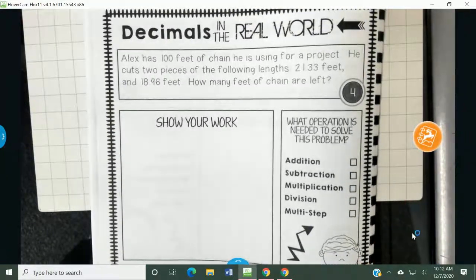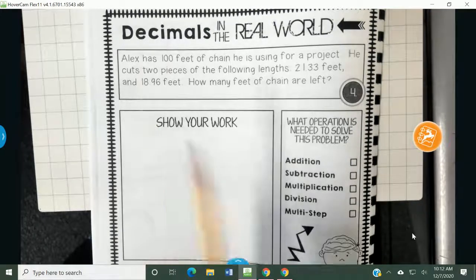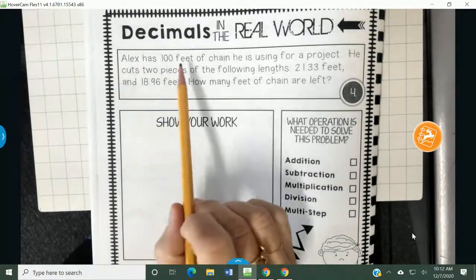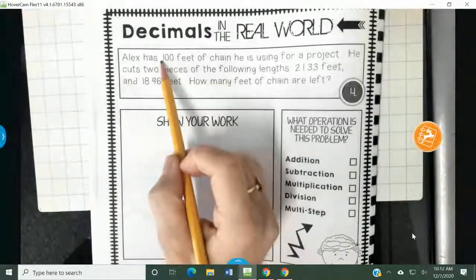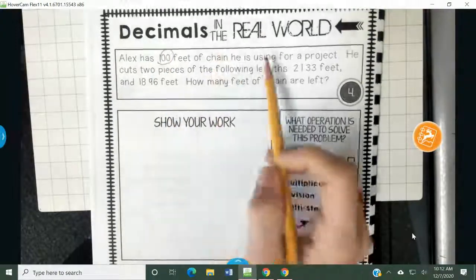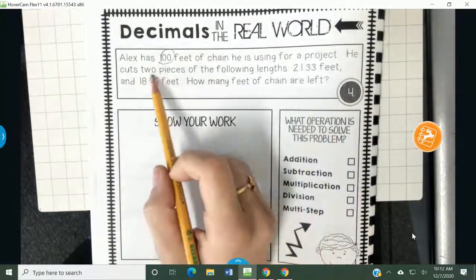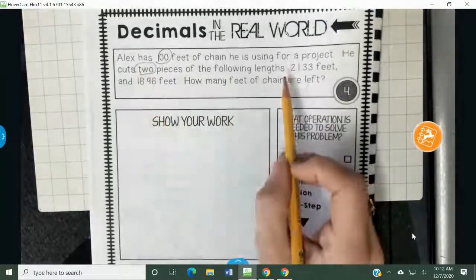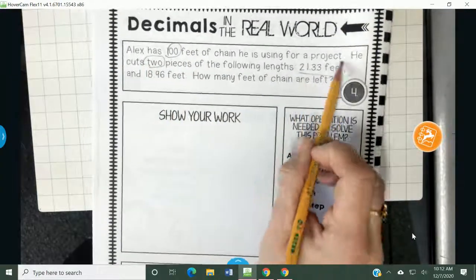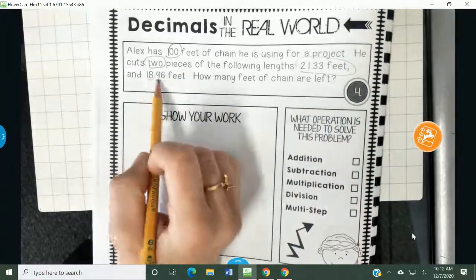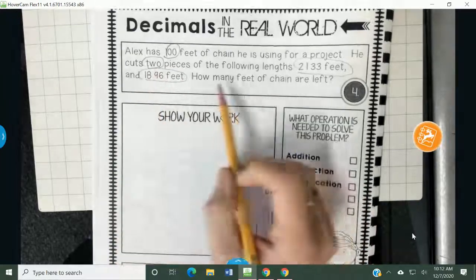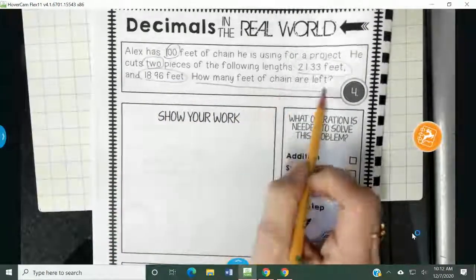Alright, so I'm going to help you guys get started with this one. We're doing problem solving and we're working with decimals. It says Alex has 100 feet of chain, and let's do our cubes. So circle he is using for a project. He cuts 2 pieces of the following lengths, 21.33 feet, 18.96 feet. How many feet of chain are left?